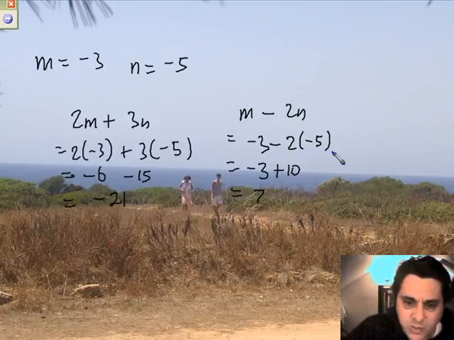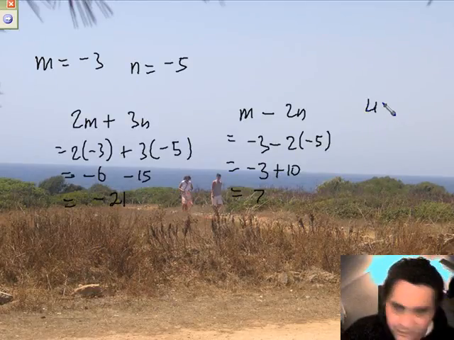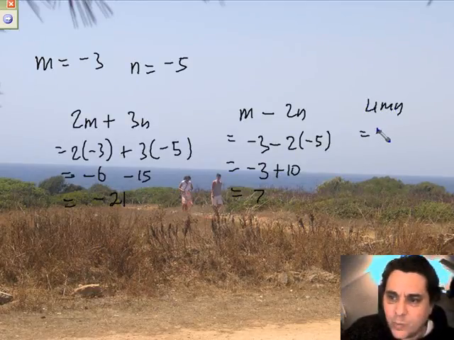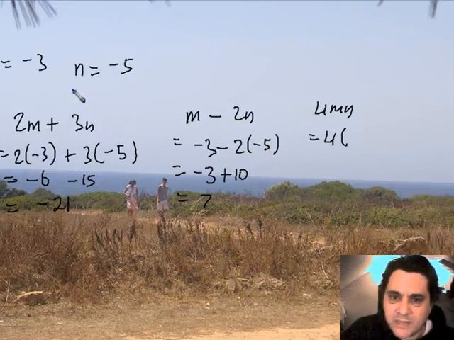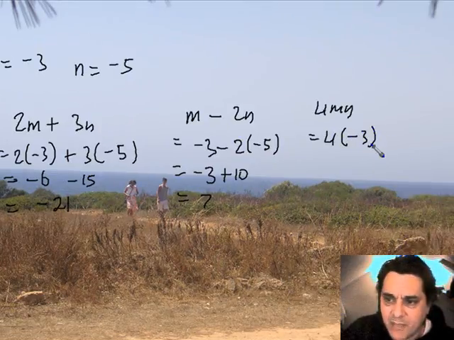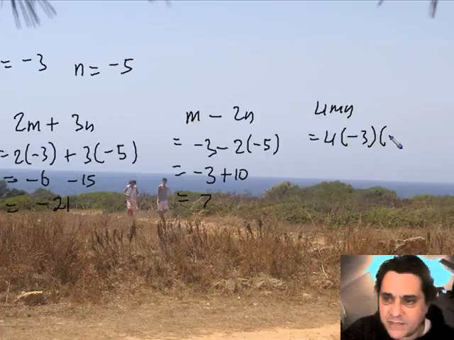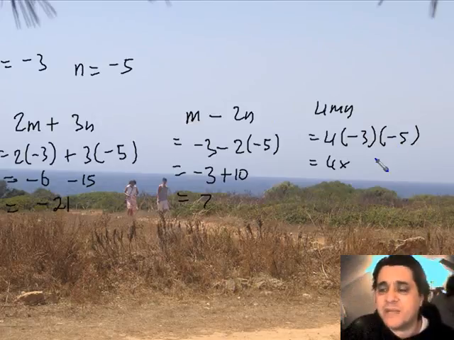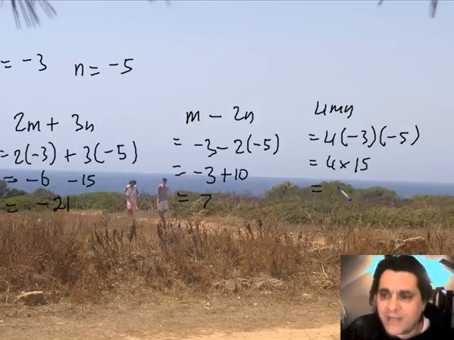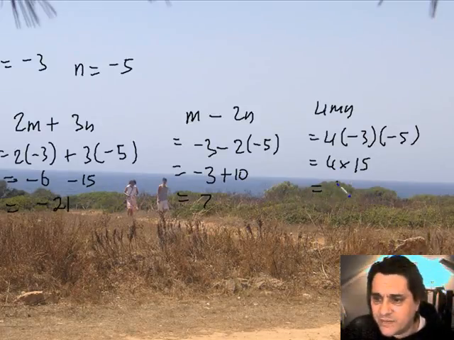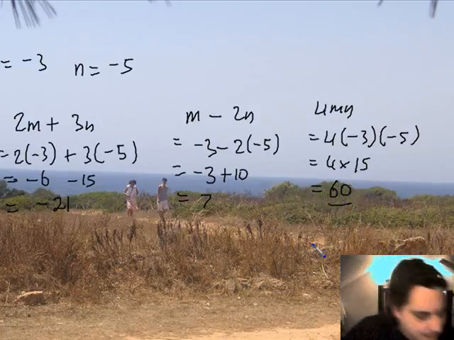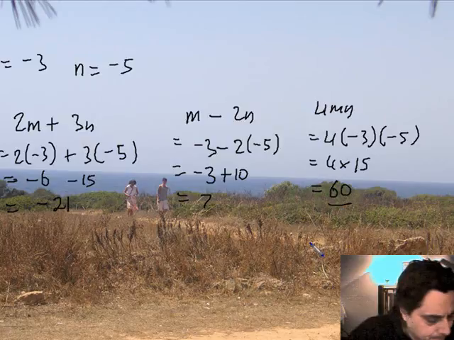I want to do this one up here. I think I've got 4mn. Well, that means 4 times minus 3 for the m multiplied by minus 5 for the n. That gives us 4 times, well, minus 3 times minus 5 is plus 15, or just 15. Now don't go adding it. 4 times 15 is 60, and there it goes.